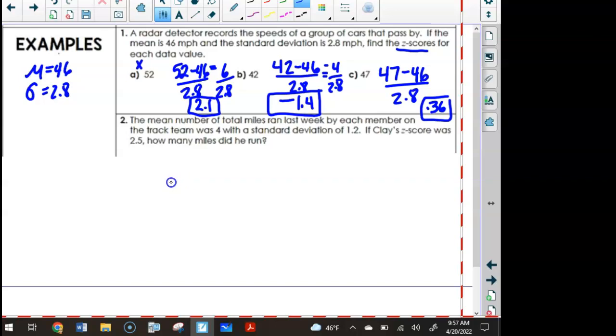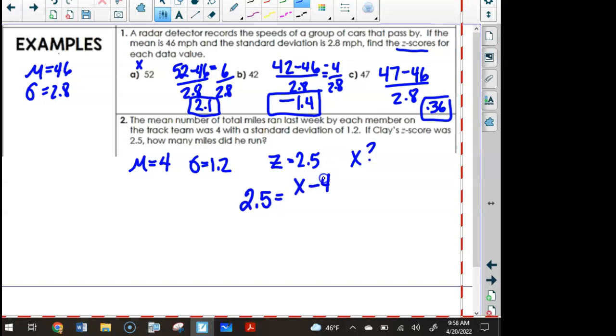The mean number of total miles ran last week by each member of the track team was 4, so that's our mu value, with a standard deviation of 1.2. If Clay's z-score was 2.5, oh, so we know the z-score, we want to find x, how far he ran. So if we set that up, we'd have 2.5 equals x minus 4 over 1.2. Okay. We're in pre-calc. How do we solve that?